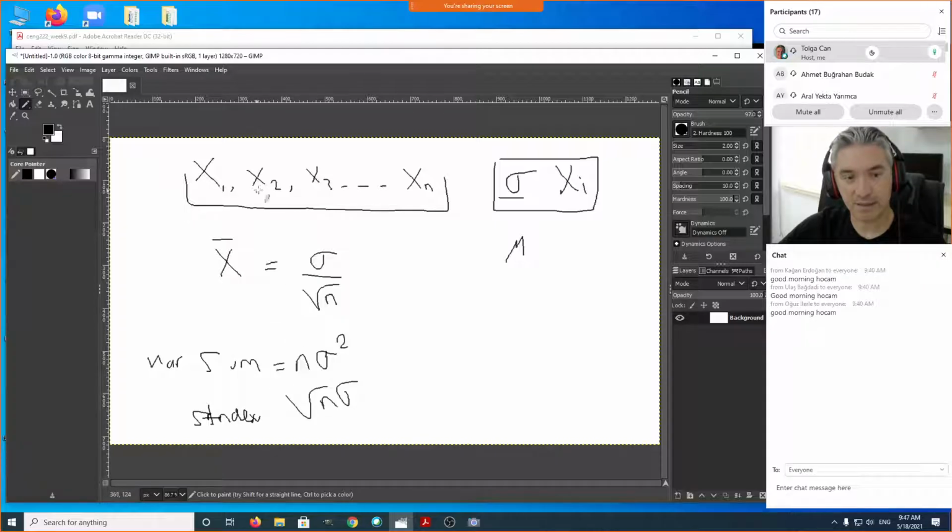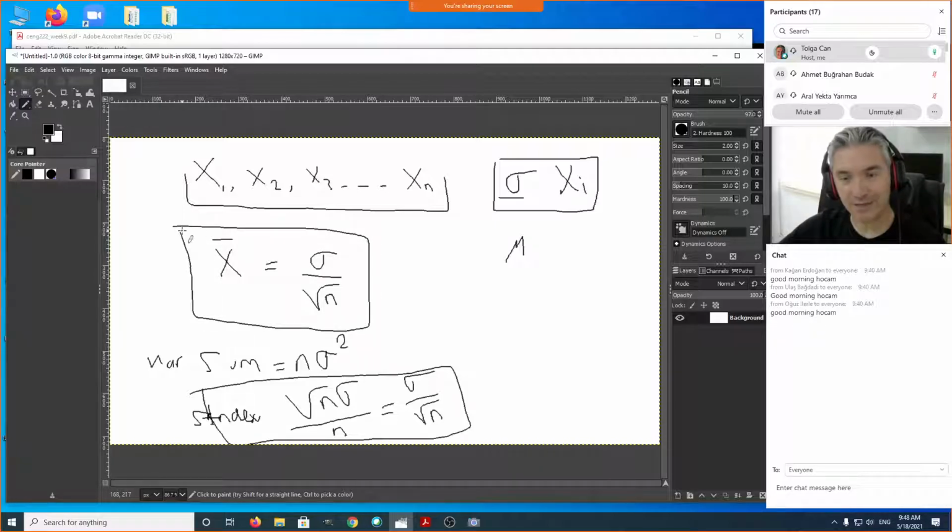X bar is sum divided by n. Therefore, if we divide this by n, we get our formula for the standard deviation for our estimator. Okay, so this one also tells us that the average, your standard error, is going to decrease as sample size gets larger. And this is intuitive, right?